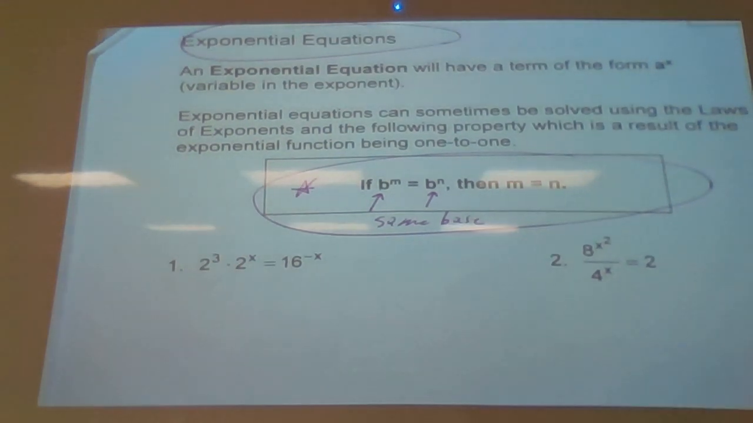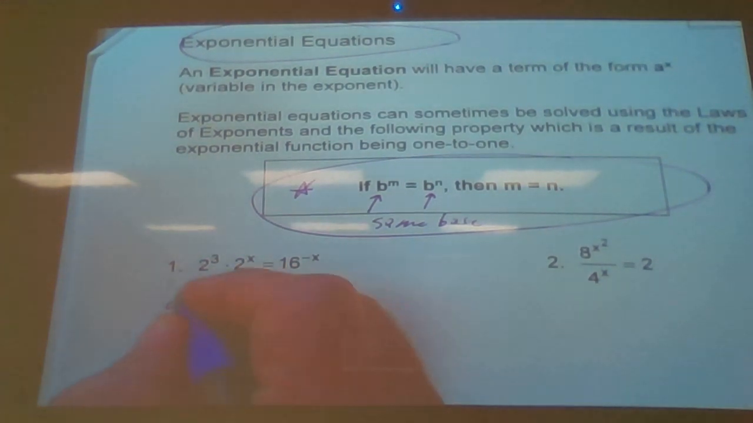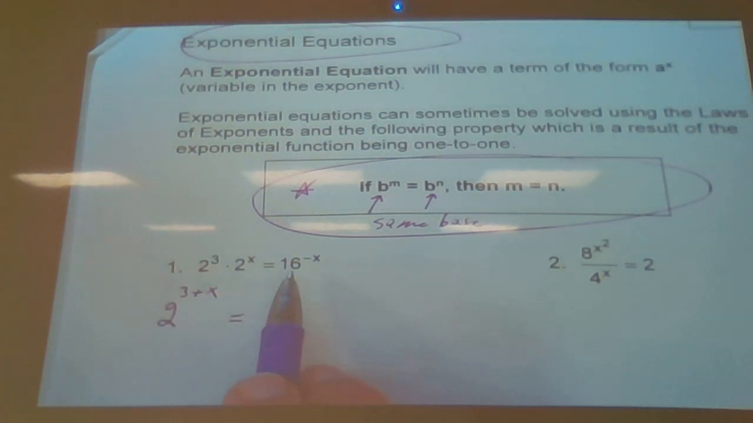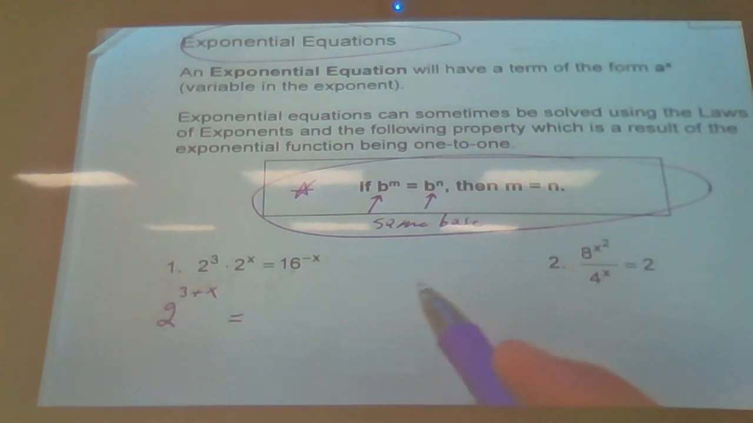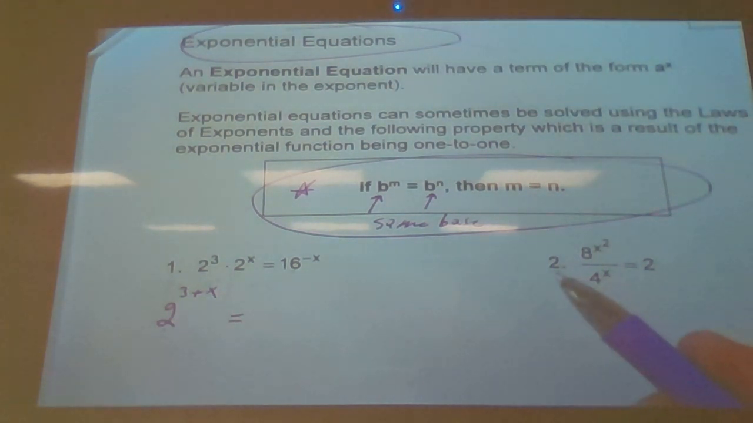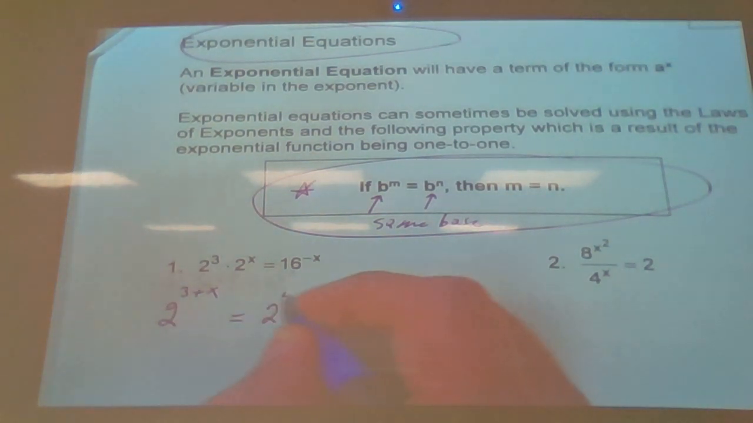If you look at example 1, 2 to the power 3 times 2 to the power x, that's base 2. I can combine those. Remember, you add the exponents. Now I'm looking over here. Can I change the 16 into a base 2? So I start multiplying 2's. 2 times 2 is 4. 4 times 2 is 8. 8 times 2 is 16. So the answer is yes. 16 can be written as 2 to the 4.